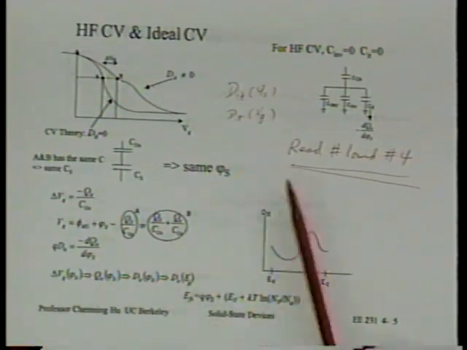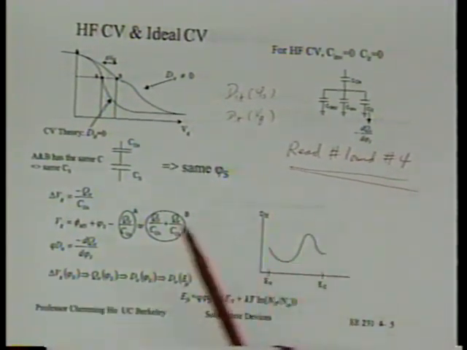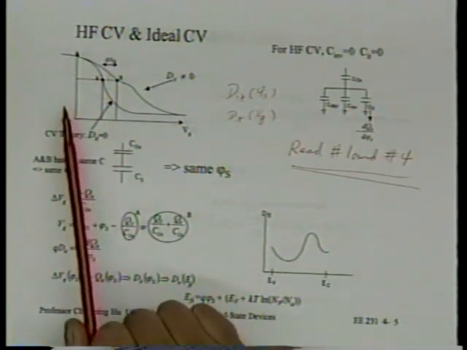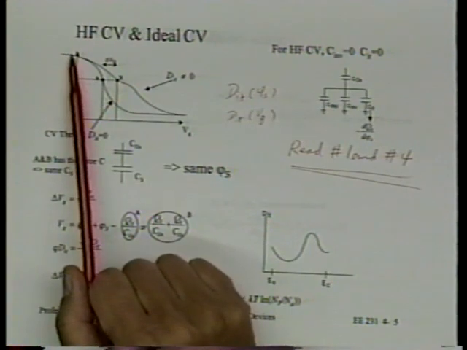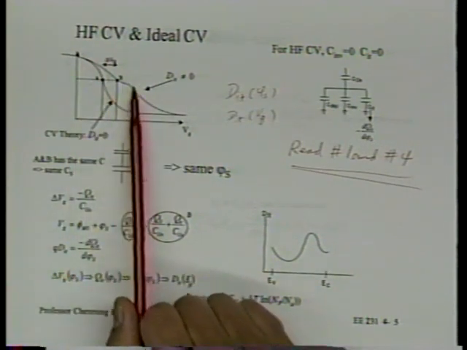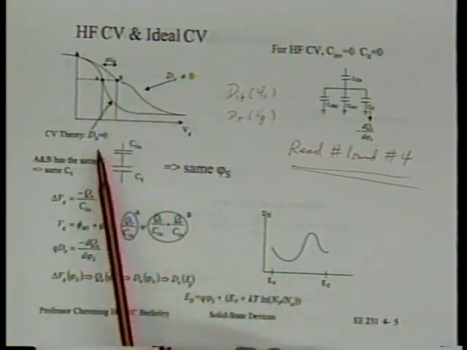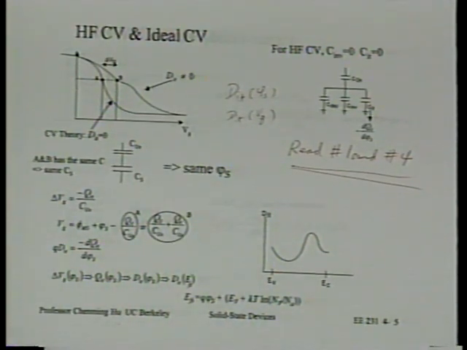I think it's good for you to read some references there. All right. So one way to do it is you measure the high frequency CV. High frequency CV, I arbitrarily drew a rather strange looking curve. This is what you will see when there is significant density of interface traps.